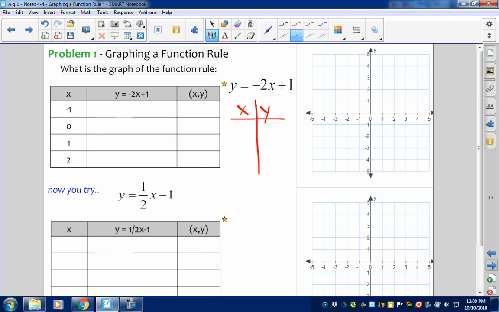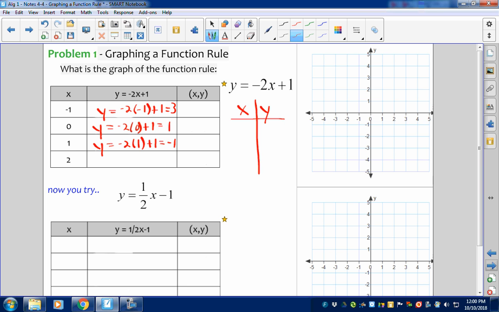Okay. For this first one, I'm going to take and plug in -1 for X. And then we get the y, which is, in this case, negative 2 times negative 1 is 2 plus 1 gives me 3. And then I go to the next one. Negative 2 times 0 plus 1 gives me 1. And then the next one, y equals negative 2 times 1 plus 1, which is actually negative 2 plus 1. That's a negative 1.